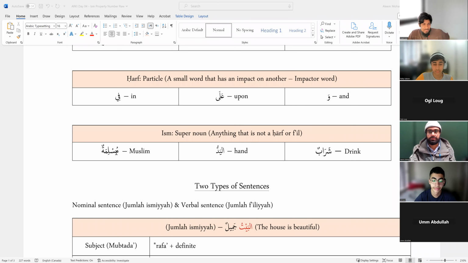Good stuff, guys. Yeah, so it's female. And it's female on the basis of the ta marbuta on the end, right?